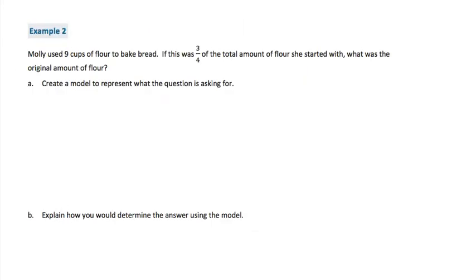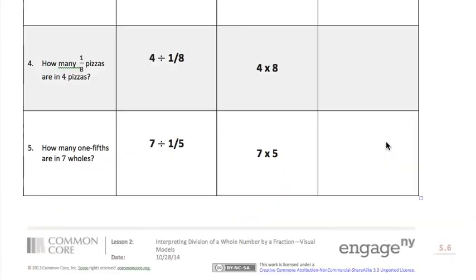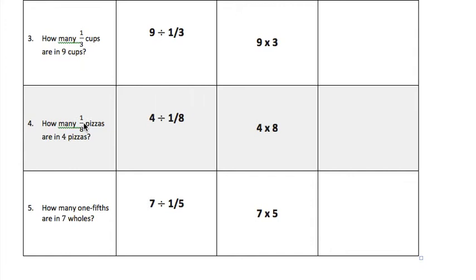All of the problems in the first example show what is called measurement division. When we know the original amount and the size or measure of one part, we use measurement division to find the number of parts. You can tell when a question is asking for measurement division because it asks how many blank are in blank. You can see how many of whatever this is are in whatever this is. Two measurements.